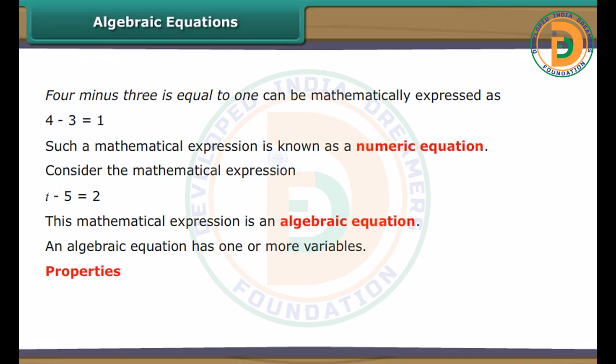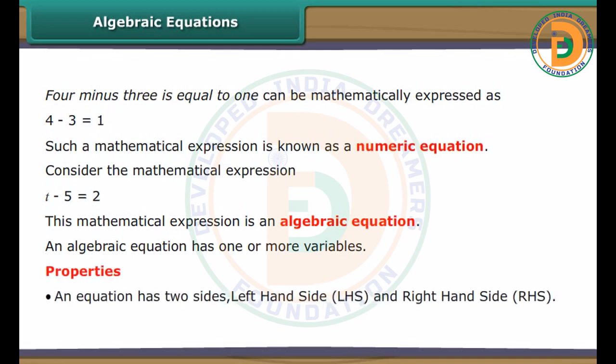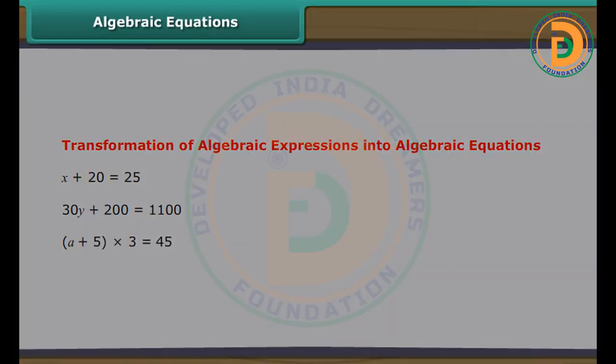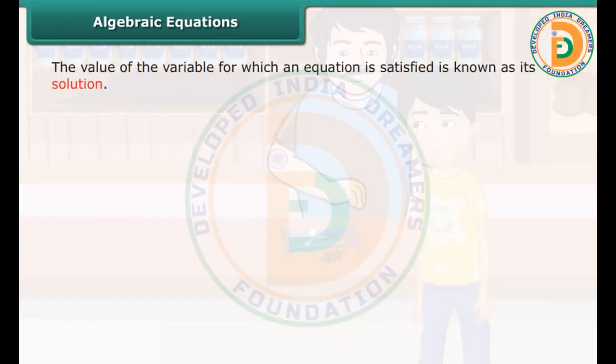Let us now look at two properties of equations. 1. An equation has two sides, left-hand side or LHS and right-hand side or RHS. 2. An equal to sign that equates the LHS with the RHS. Let us express all the earlier algebraic expressions as algebraic equations. x plus 20 is equal to 25. 30y plus 200 is equal to 1100. (A plus 5) into 3 is equal to 45. The value of the variable for which an equation is satisfied is known as its solution.